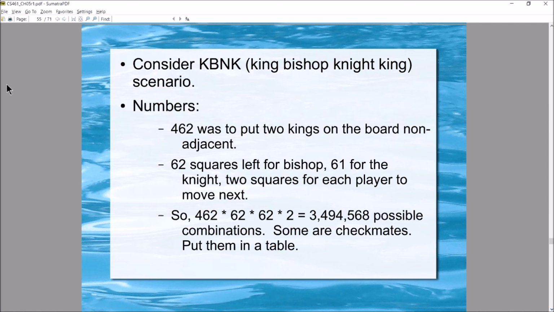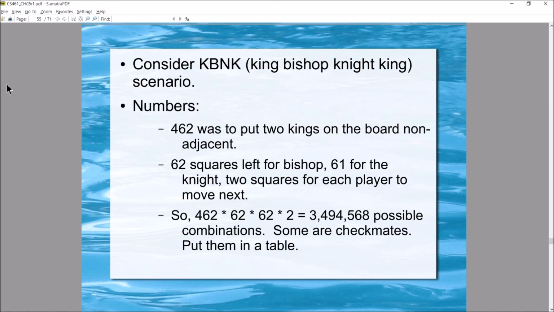So here are some numbers for you, right? There are 462 different combinations if you want to put 2 kings on the board that are not adjacent to each other in this scenario, right? Thinking about the possible states that could happen. That would leave 62 possible squares for the bishop, 61 possible for the knight, and then 2 options for which player moves next. So add all that up, 462 times 62 times 61 times 2, right? That's going to equal 3.4 million possible combinations. Some are checkmates, some are not.